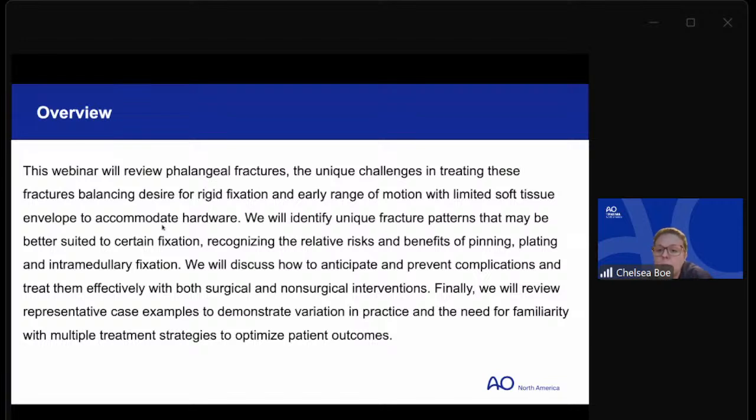Our webinar tonight will review phalangeal fractures, the unique challenges that these fractures represent, specifically with regards to the balance between sufficient rigidity to promote bony healing and the need for early range of motion with limited soft tissue to accommodate hardware. We'll identify unique fracture patterns suited to certain fixation types, recognize the relative risks and benefits of several different fixation methods. We'll discuss how to anticipate and prevent complications and then treat them when they inevitably arise. Finally, we'll review some representative case examples to emphasize the need for familiarity with multiple treatment options to maximize outcomes for your patients.